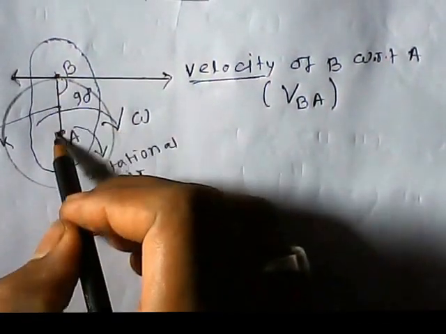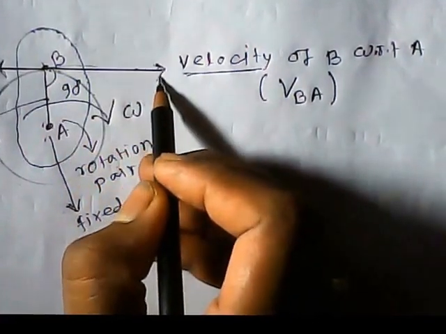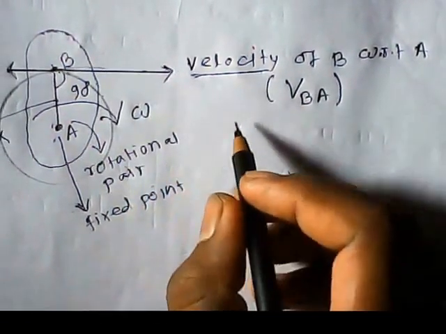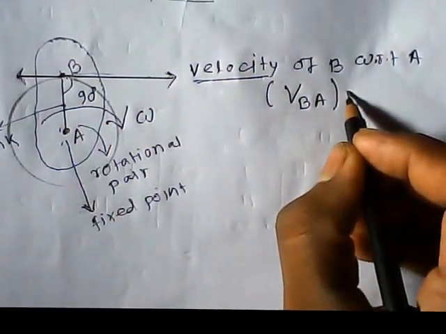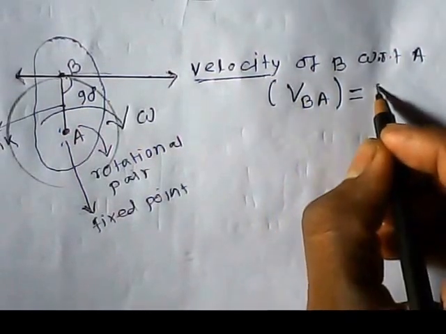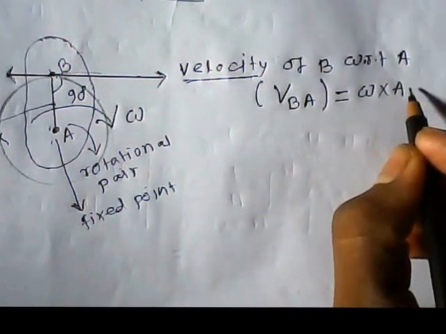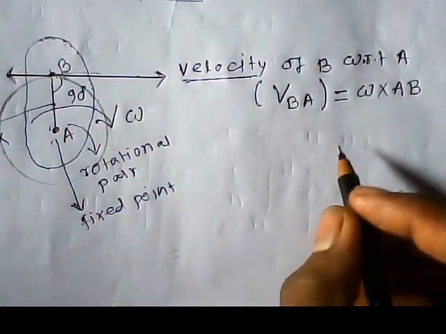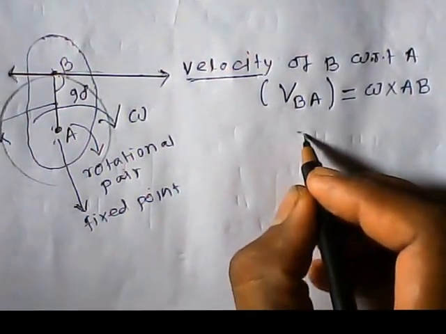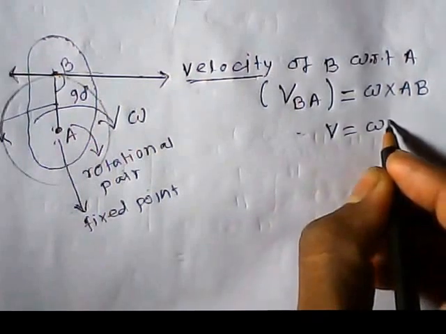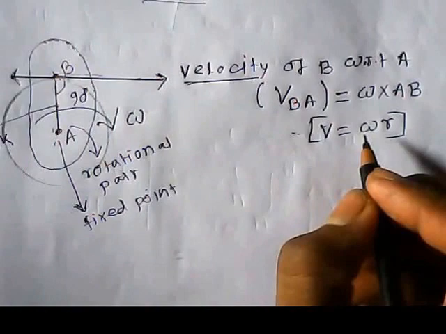So here omega is the angular velocity, which is rotated clockwise, so the direction of the velocity is in this direction, and the magnitude of the velocity is omega into AB, the length AB. Omega is the angular velocity, as you know, V equal to omega R. Here R is the length of the link, that is AB.